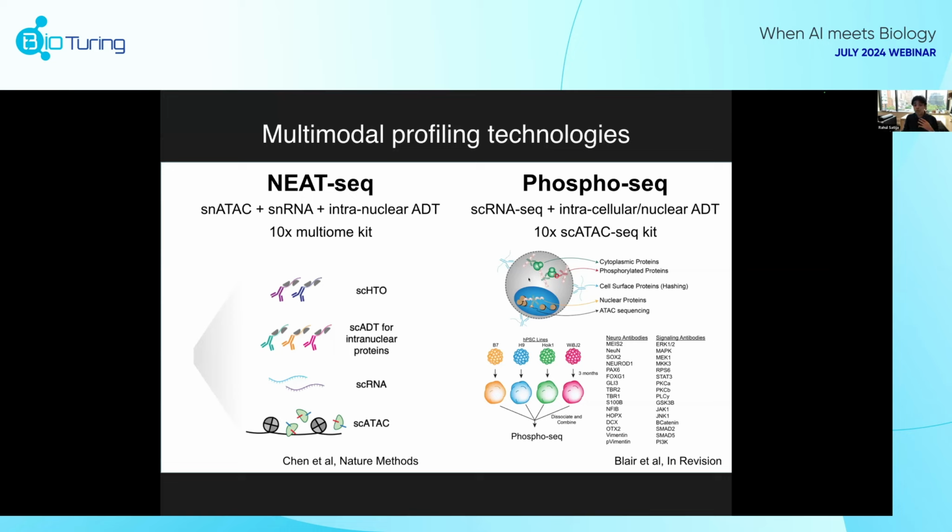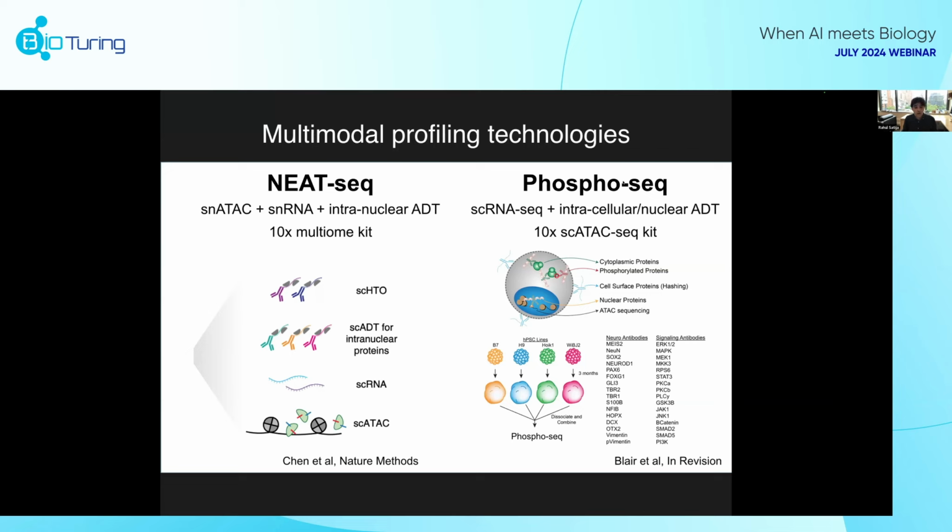So now you can look at intracellular proteins even outside the nucleus, including signaling molecules. But to do that, we want to use a single-cell ATAC-seq kit, which gives us much better chromatin accessibility data. It's a lot cheaper and much higher throughput. But then when we do that, we don't get RNA. So the PhosphoSeq technology, as we first published it, just measures intracellular and intranuclear proteins and chromatin accessibility. And the question is, how can we get RNA as well?